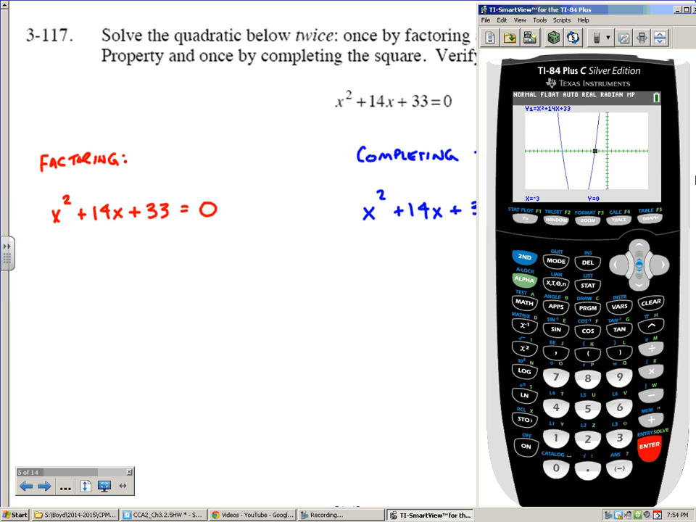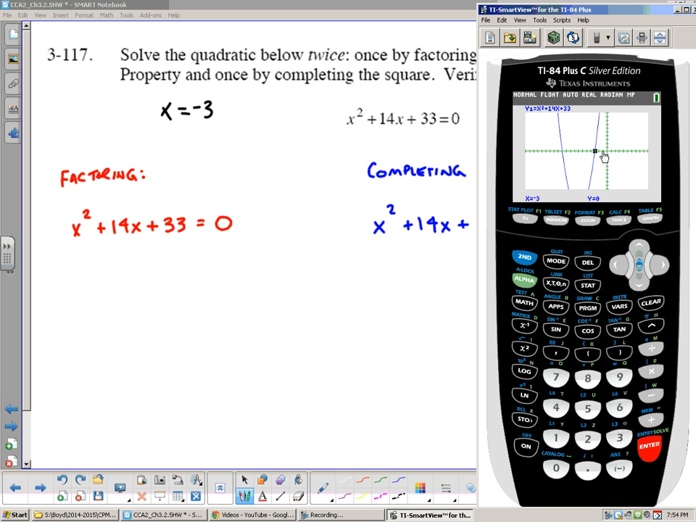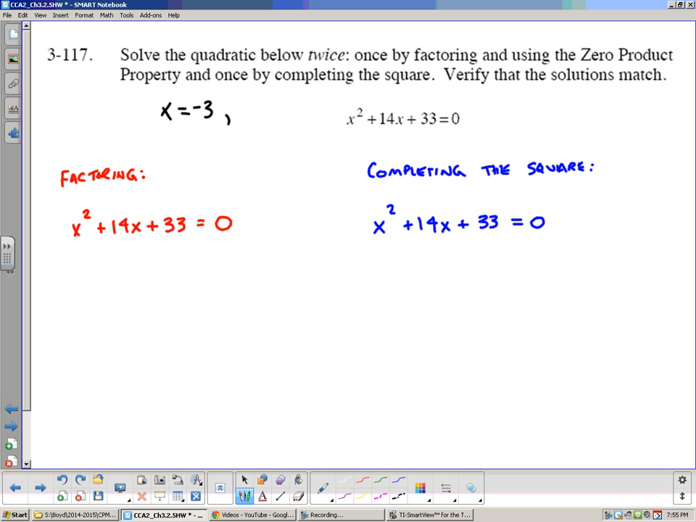Let's write down our little prediction here. So x is going to equal -3. And then let's look at this other one here. 3, 4, 5, 6, 7, 8, 9, 10, 11. Looks like 11, or -11, I'm sorry. So let's plug in -11 there and enter. And that's where our other x-intercept, our root, is. So we know that x is going to equal -3 and it's going to equal -11. Let's see how we get that answer by factoring and by completing the square.